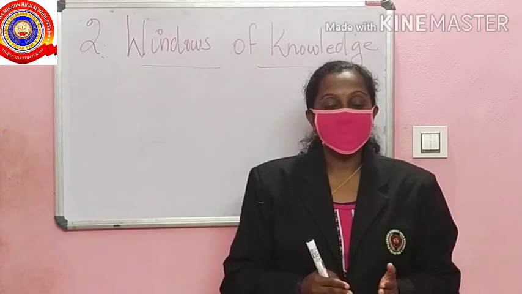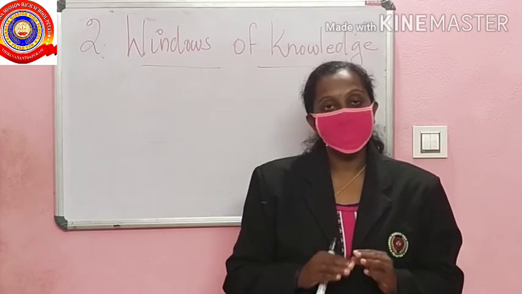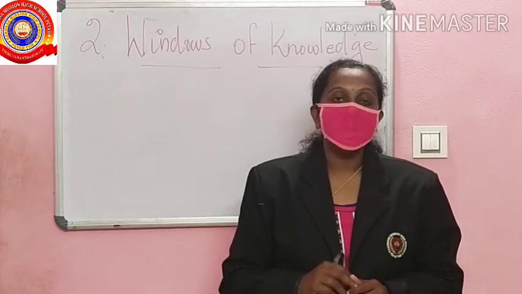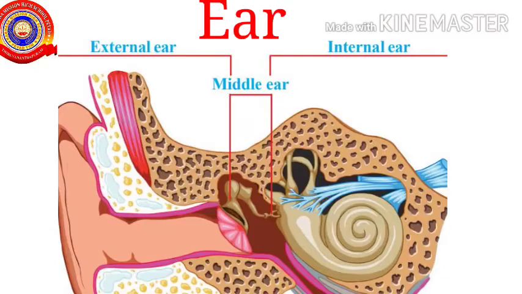Last day we discussed the structure of the eye. I hope all the students learned the portions well. Today we will discuss the structure of the ear. Ear has three parts: external ear, middle ear and internal ear.